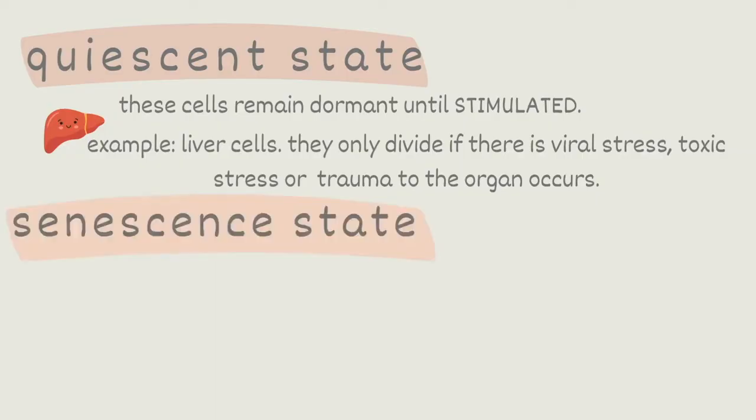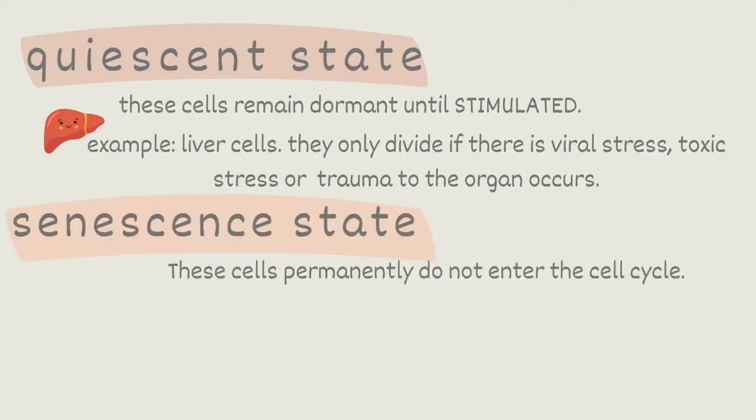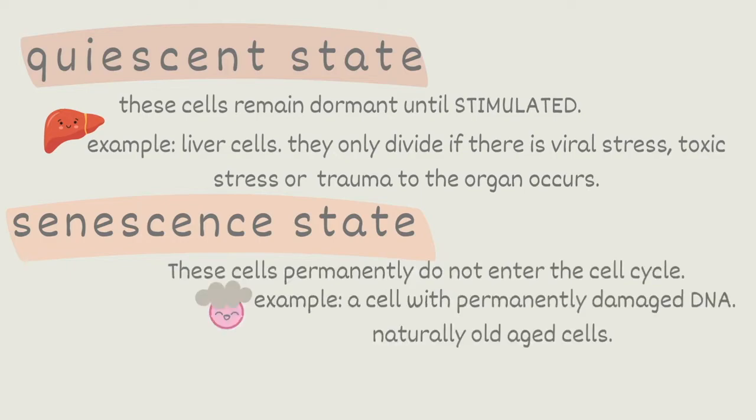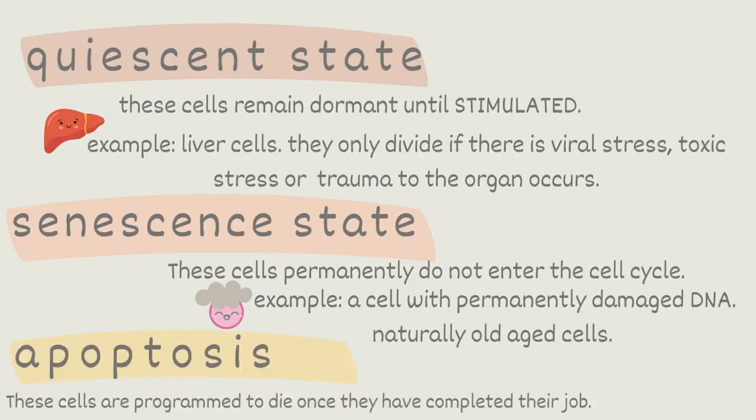Next is the senescent state. These cells permanently do not enter the cell cycle. An example is a cell that has DNA that is too damaged for repair, or naturally aged cells that we all get as we get older. These cells' function begins to deteriorate and the cell eventually becomes slower. So we don't want those cells going through the stress of a cell cycle, nor do we want them to be replicated. Lastly, apoptosis. These cells are pre-programmed to die once they have completed their job.